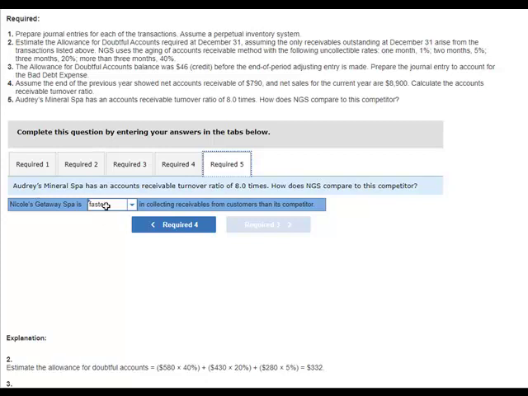Well, ours is better because with the accounts receivable turnover ratio, a higher number indicates we are collecting faster on our receivables. And so since ours is higher than our competitors, then we're doing a better job. We're collecting our receivables faster.